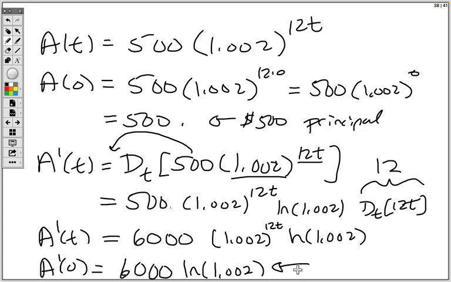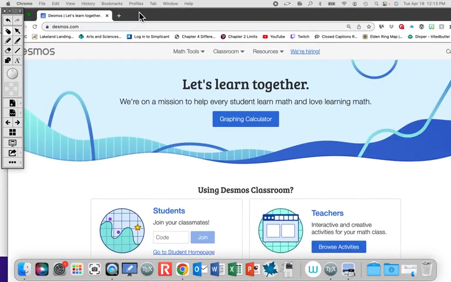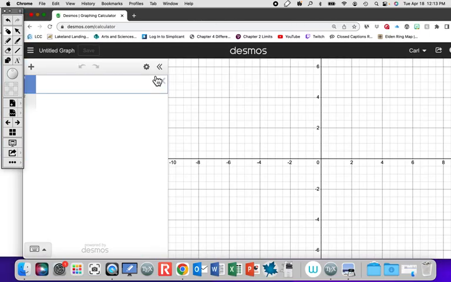So this would represent the rate of change, right? So we could fire up Desmos to get an approximation for this. So 6,000 times the natural log of 1.002 is roughly 11.988, roughly 11.99. So that means that initially the rate of change, or the rate of, in this case, increase, because it's positive, so the investment is growing at a rate of $11.99 per year.